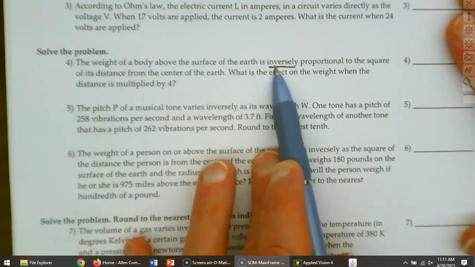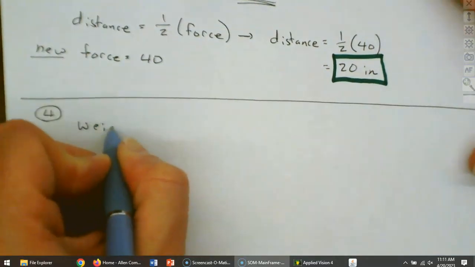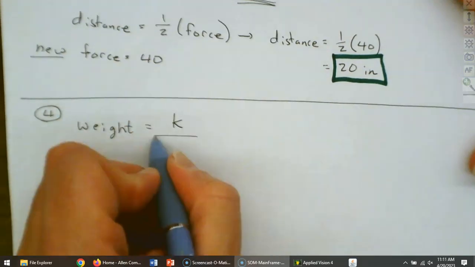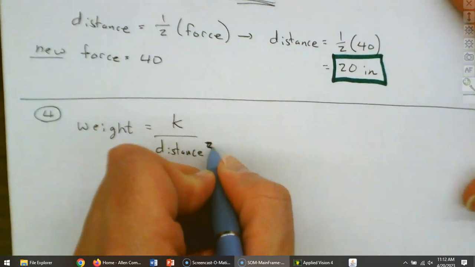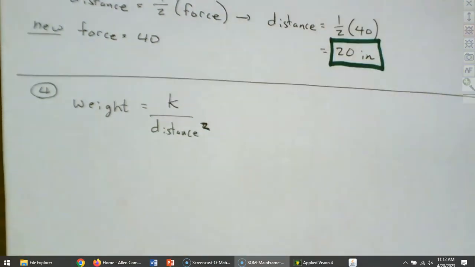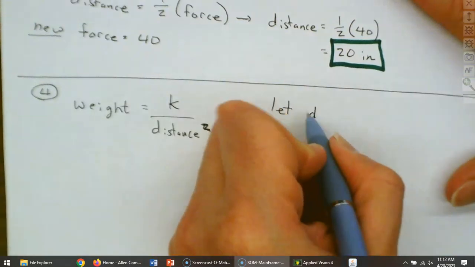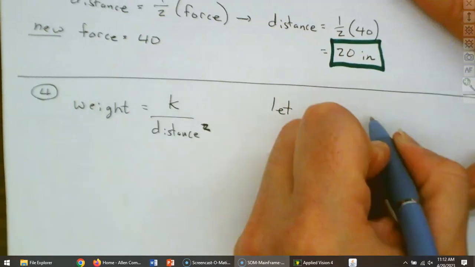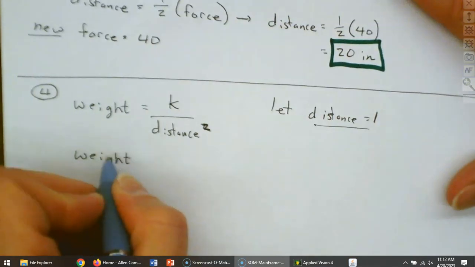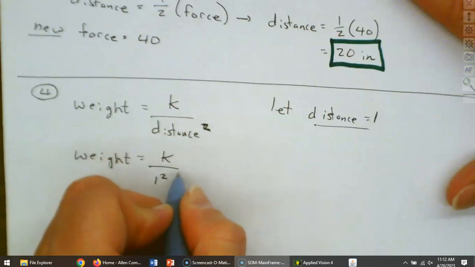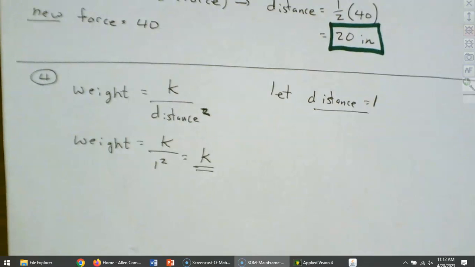Okay, so the weight of the body is inversely proportional to the square of the distance. Inverse means we divide. So that's going to be inversely proportional to the square of the distance. Now, let's just see how these compare. So let's say we have a distance of 1. If our distance is 1, what does that give you? Well, the weight is just k over 1 squared, which is what? K. Now, what happens if we multiply this distance by 4?